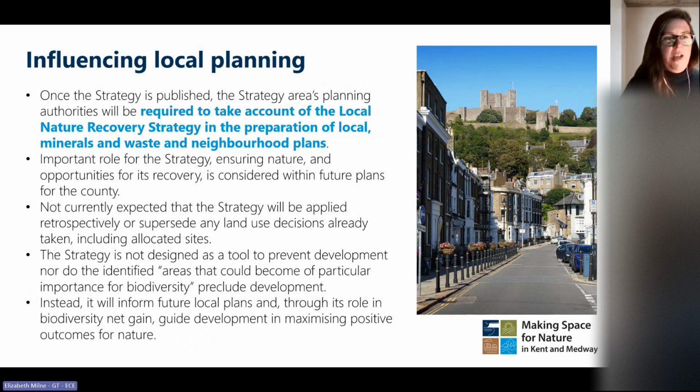So those are two ways in which the strategy influences, and that's the way in which you might want to look at those maps during a public consultation and also once we get to delivery. But a third way in which the strategy will assist nature recovery is through influencing local planning. So once the strategy is published, which hopefully will be summer this year, the strategy's area planning authorities will have a statutory requirement to take account of the local nature recovery strategy when they are preparing either local plans, minerals and waste plans, and neighbourhood plans. And like I said, this is statutory, and there will be guidance provided. We just don't currently have that guidance.